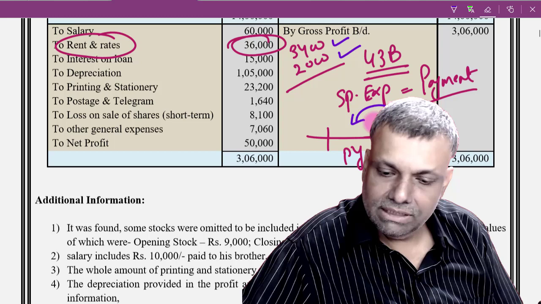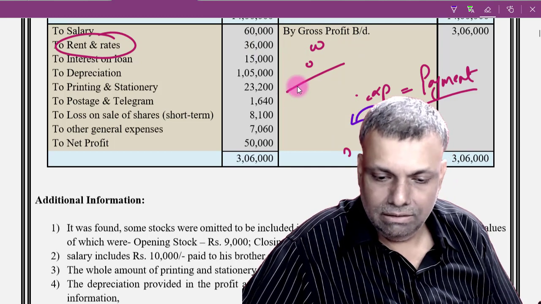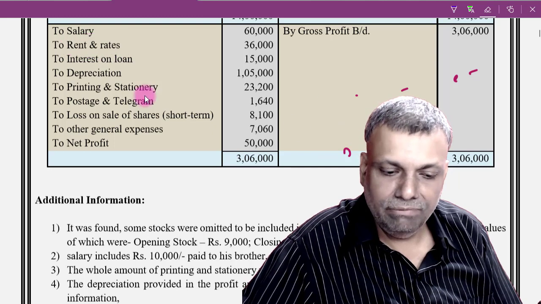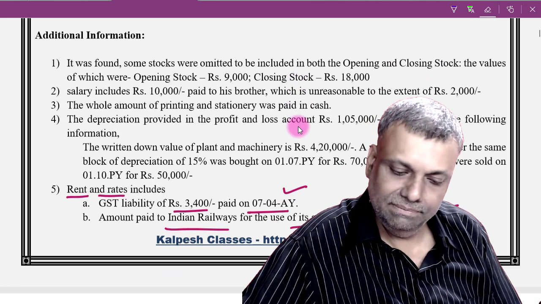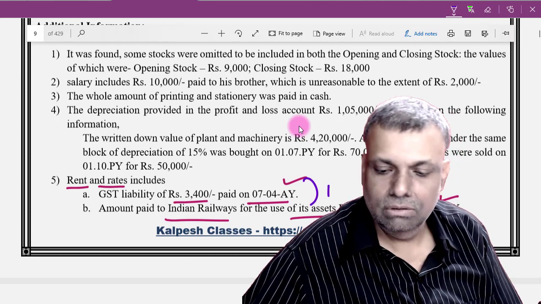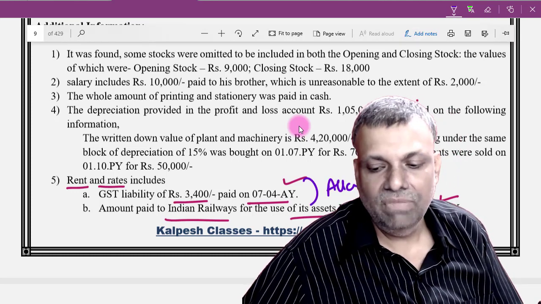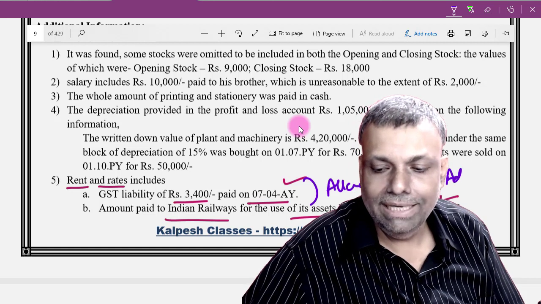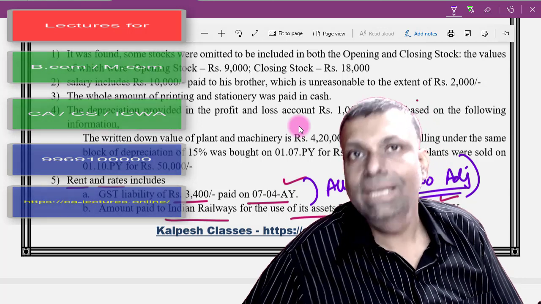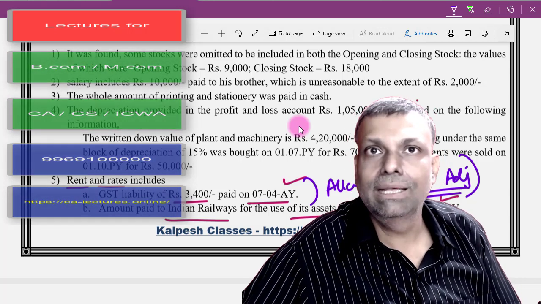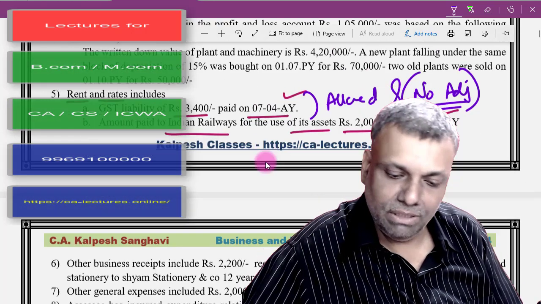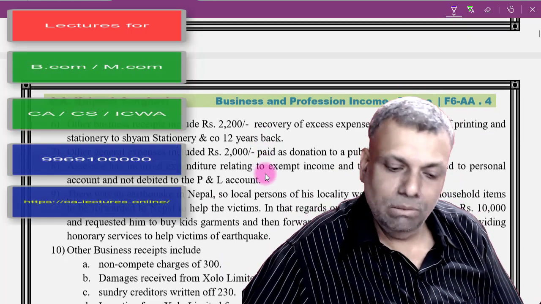No. See, we have already started the question with profit as per P&L. So when I have started with profit as per P&L, naturally my profit of 50,000 is including all these things. So here you have to write a note that it is already allowed, and you don't need to do any adjustments. No adjustments are required because it is already debited to the P&L. That means you already claimed it as an expenditure because we have started with profit as per P&L. Point number 6.